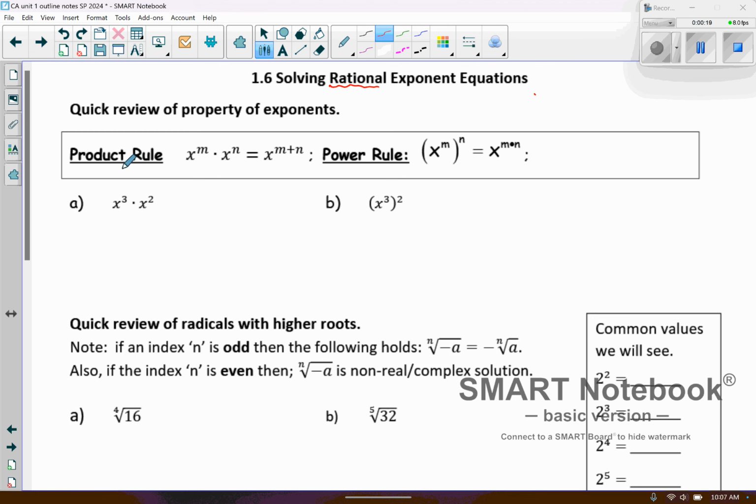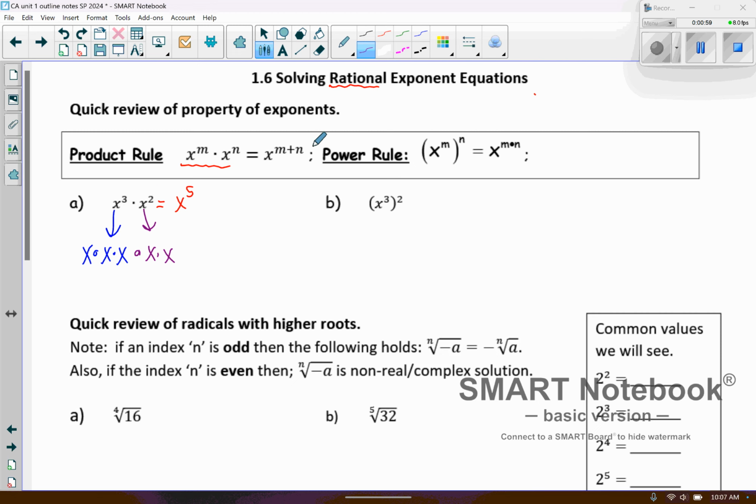Here's the product rule. Basically, if you're multiplying like bases together, you add the exponents. So on example A, this is going to be x to the power of 5. You actually add the powers, and the reason why is that x to the power of 3 means multiplying x upon itself 3 times, and x squared is multiplying x upon itself 2 times. So how many times are we multiplying x together? A total of 5 times. So just be careful with that. The product rule: common bases, you add the powers.